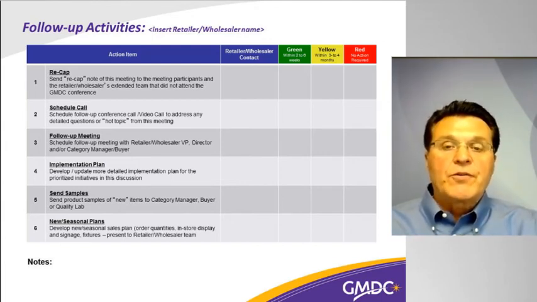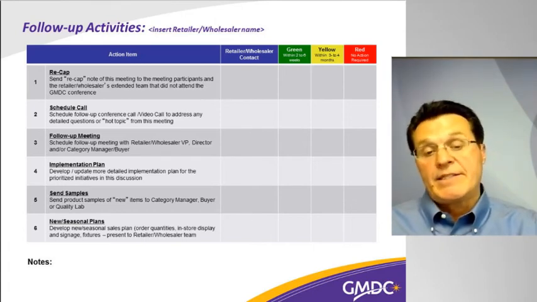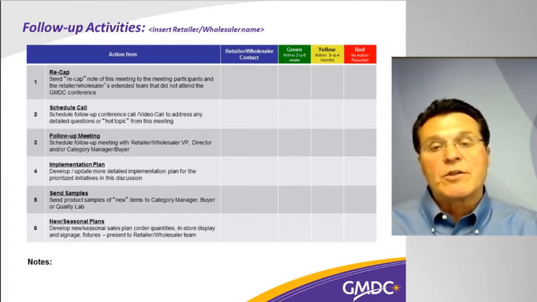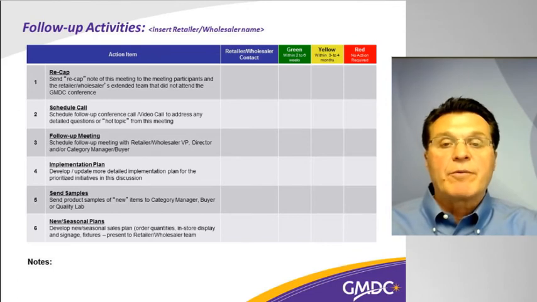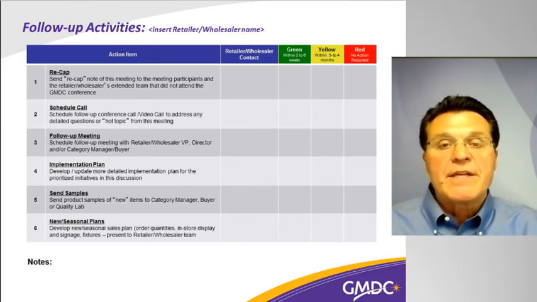And then also recap, when do they need the implementation plan? Do they need any samples? And if it's an immediate action, if you are dealing with a seasonal or promotional timing for the retailer, when do they also want that done? Because it may be a 2-step follow-up with that retailer or wholesale member.